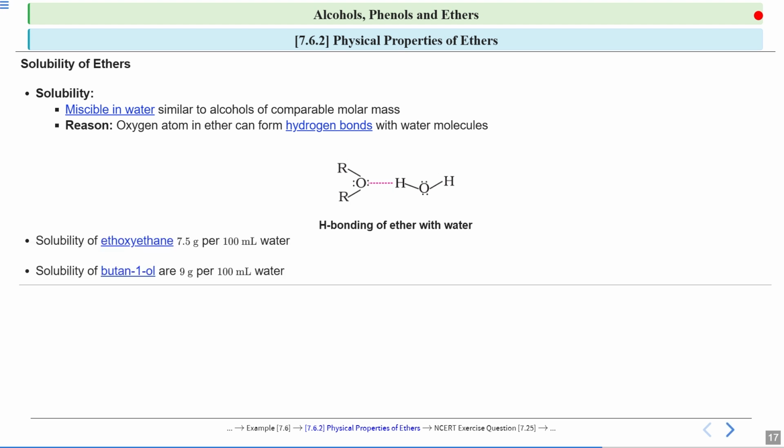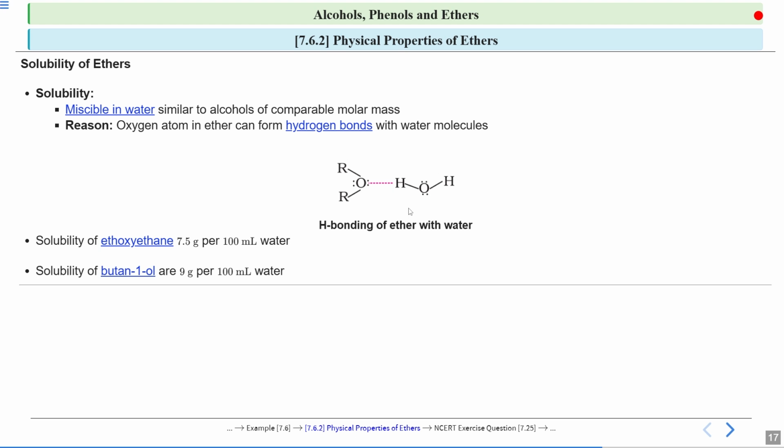The solubility of an ether, that is ethoxyethane, is 7.5 gram per 100 ml water. And the solubility of butan-1-ol is 9 gram per 100 ml water. So it is somewhat similar, differing by only a few grams, but it is almost similar, because both ethers and alcohols form hydrogen bonding with water molecules.